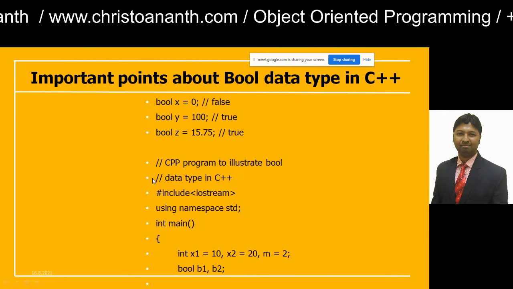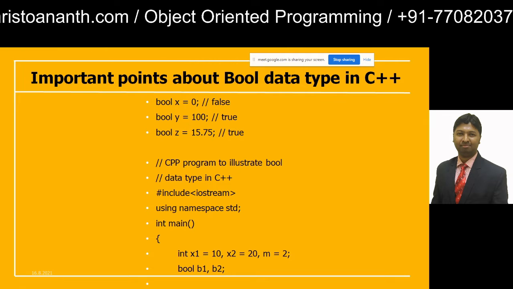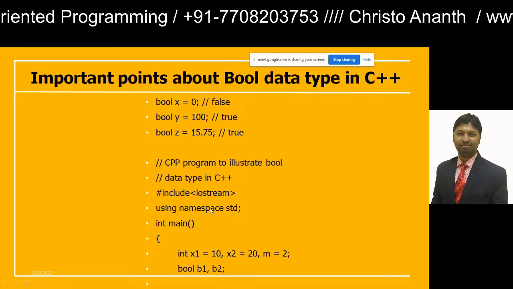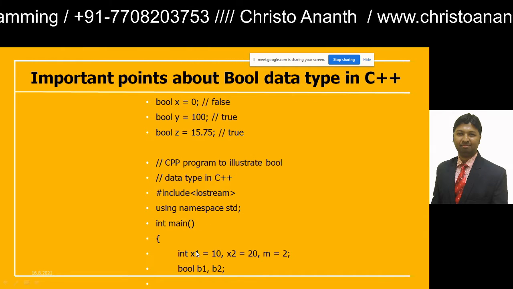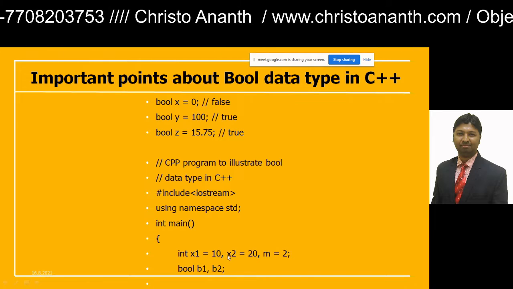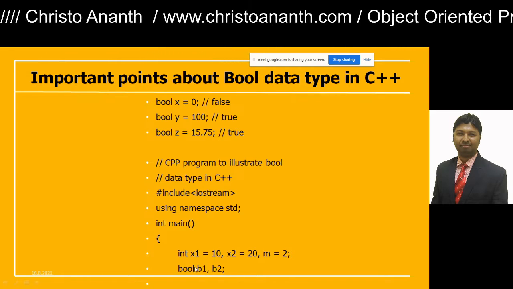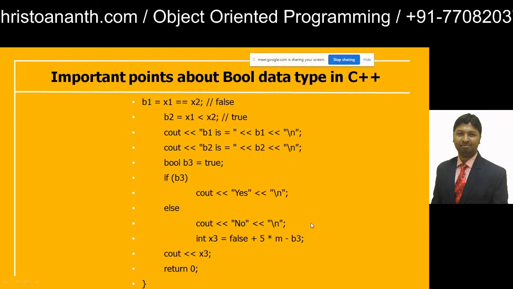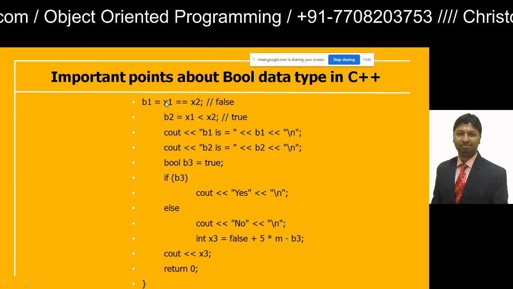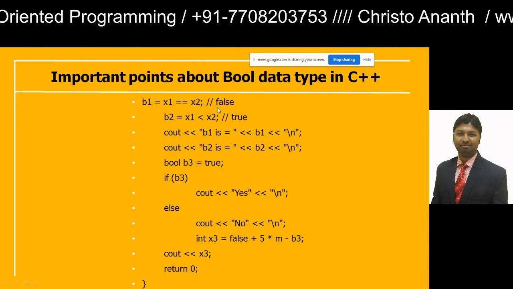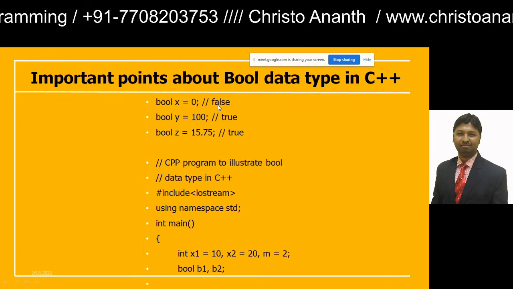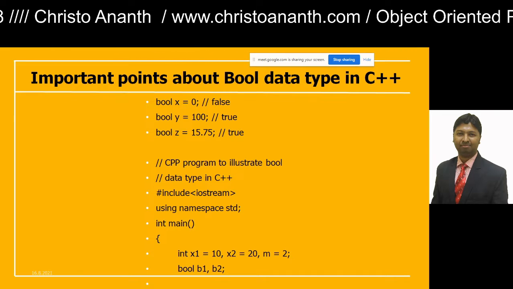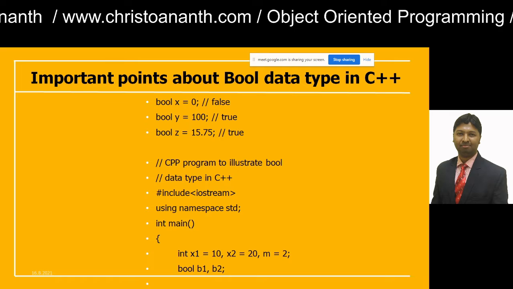So this is a C++ program to illustrate the Boolean data type with C++. So #include <iostream>, using namespace std, function int main, and then int x1 equal to 10, x2 equal to 20, m equal to 2. Now here you introduce this Boolean type, Boolean b1 and b2. So b1 equal to x1, we compare it with x2. What is b1? So here Boolean type is b1. x1 is 10, x2 is 20, m is equal to 2.